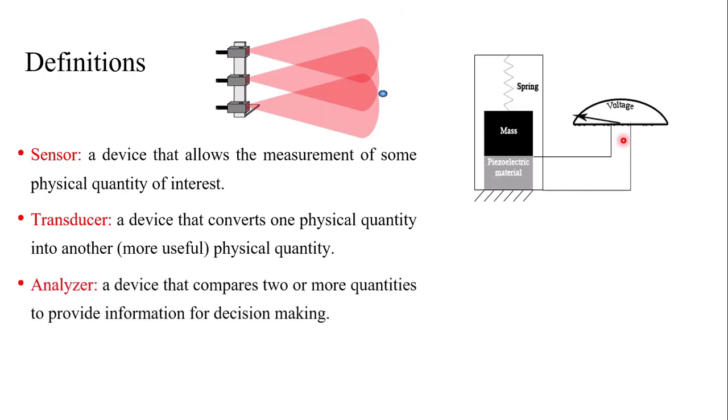Then there is an analyzer. An analyzer compares two or more quantities, like it is doing all the logical things. Like you have provided some information to the CNC, let's say spindle rotation is 1000 RPM, and you are getting the feedback as 1500 RPM. So the analyzer is comparing the two quantities: the ask is 1000 but the spindle is running at 1500, so slow it down. This is the work of the analyzer.